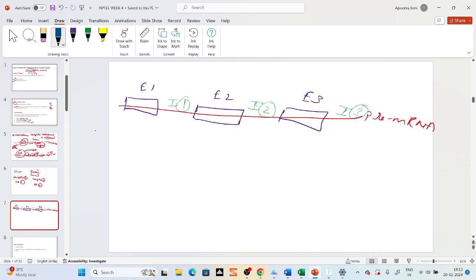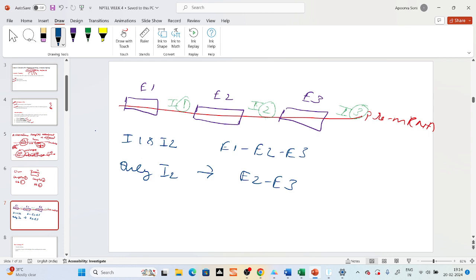Now alternative splicing means splicing of what? Splicing of introns. If only I1 and I2 are spliced, then what will come together? I1 and I2 are spliced, that means E1, E2, E3 will all combine. If only I2 is spliced, then what will happen? E2 and E3 are combined. If only I1 is spliced, then E1 and E2 are combined.